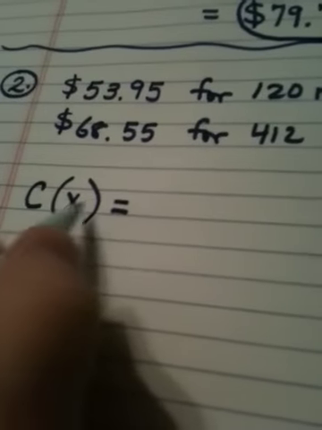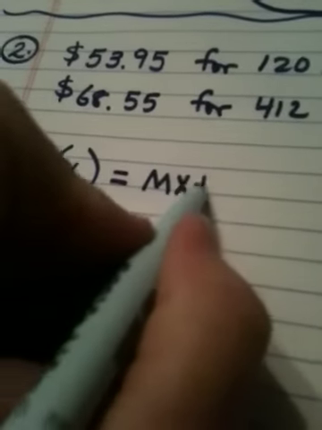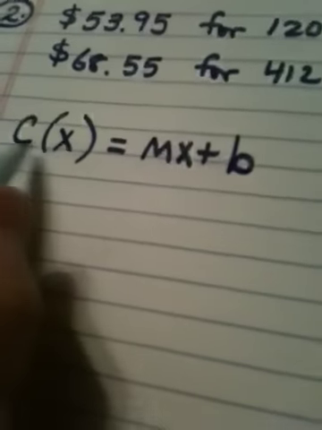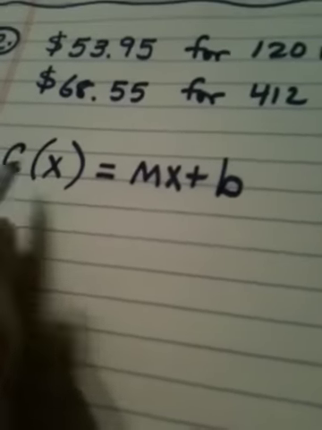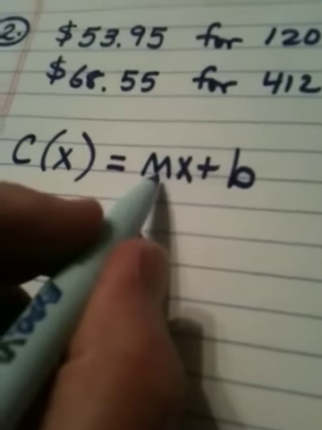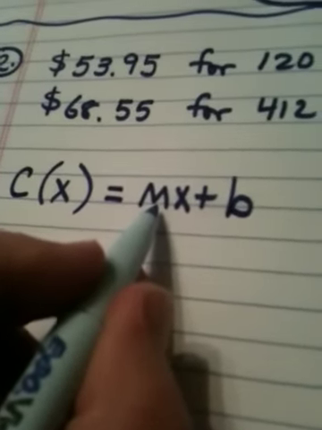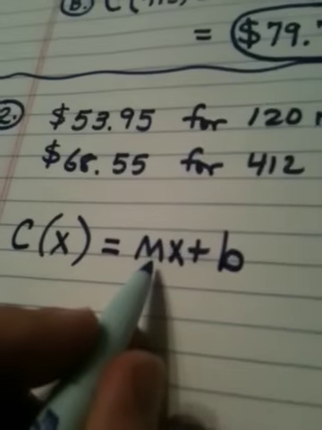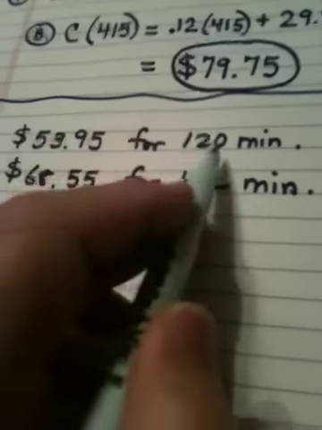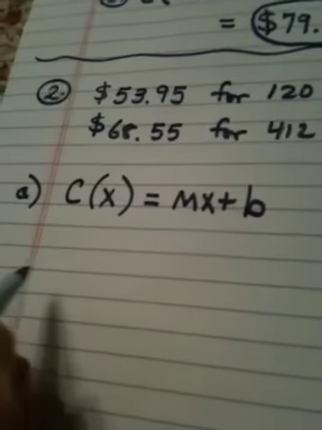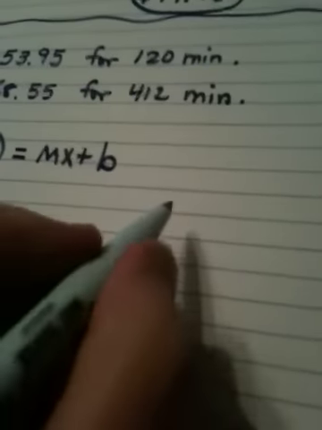So we do know that C of X equals mx plus b. In other words, y equals mx plus b. We're just specifically calling it C of X. We need to find m and we need to find b. In order to find m, I need to find the slope, and normally to find the slope of a line, if it's not given, you need two ordered pairs. Well, we have two ordered pairs. This first piece of data is going to be turned into an ordered pair.